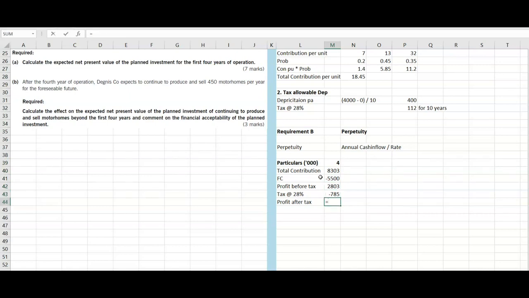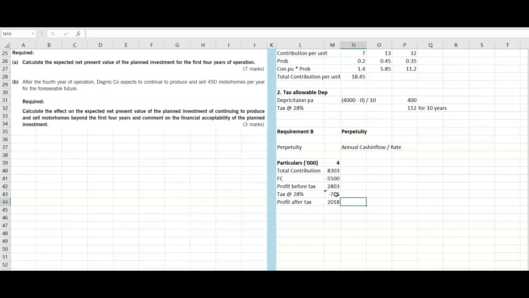So what is the profit after tax? The profit after tax is the addition of two numbers, the profit before tax and the tax. So the answer comes to 2018. This 2018 is going to come on a recurring basis for a foreseeable future. So if we want to find out a foreseeable future, then we have to find out the perpetuity.